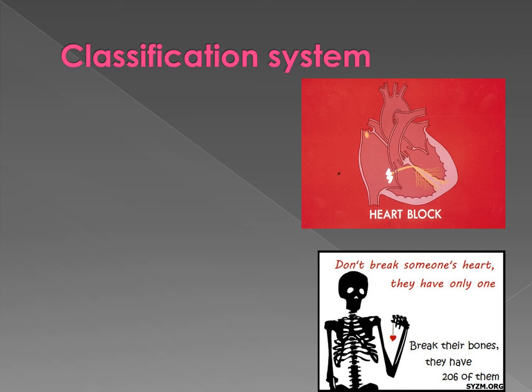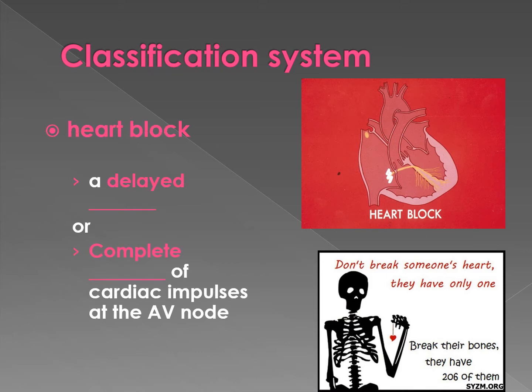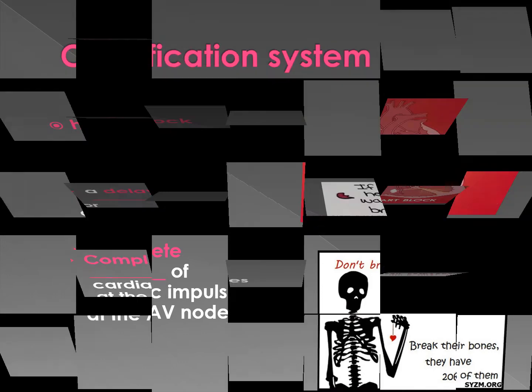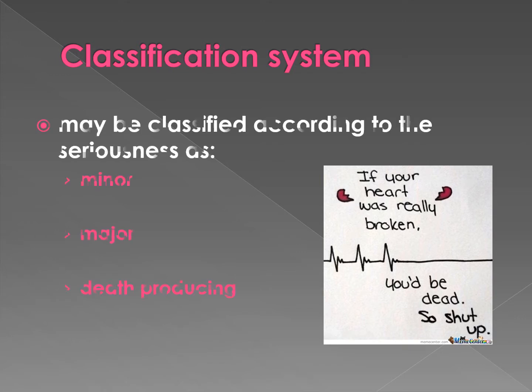Heart blocks. With heart blocks, usually we're looking at a delayed passage or complete block of cardiac impulses at the AV node area. In other words, SA and AV node communication is very, very poor. Arrhythmias may also be classified according to the seriousness. Some of the minor classifications would be atrial fibrillation and atrial flutter. They're pretty minor. They're not life-threatening most of the time. Major would be heart blocks, so type 1, type 2, type 3.